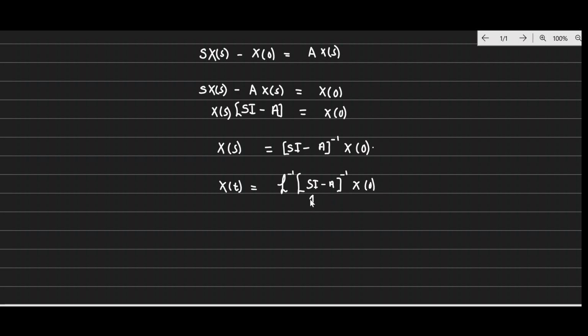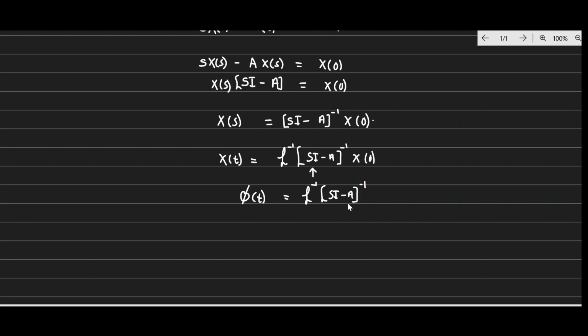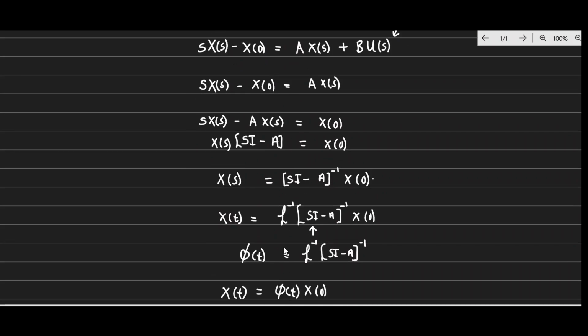So this here is what we call the state transition matrix. Phi of t is simply equal to the Laplace inverse of (sI minus A) inverse. When you multiply by the initial conditions, you'll be able to find the solution. This solution can be written as x of t equal to phi of t multiplied by the initial conditions, x of 0, isn't it? Now let us first find phi of t. Once we find phi of t, then multiply by the initial conditions, we'll be able to solve the problem.